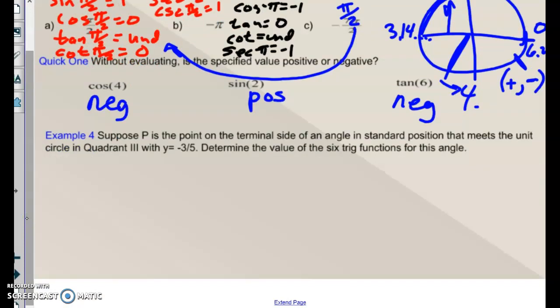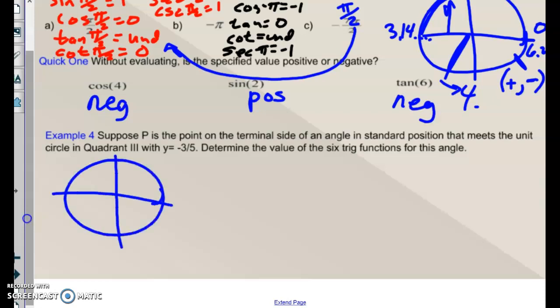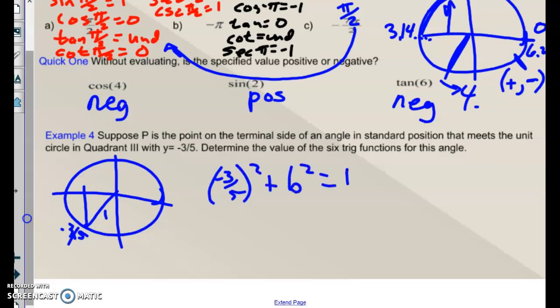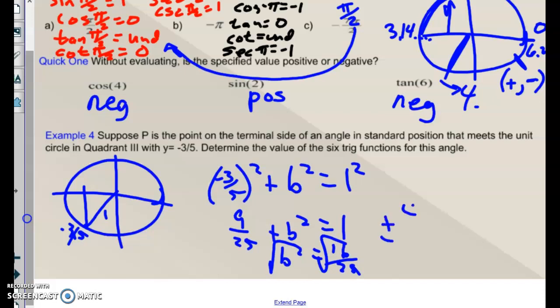Suppose that P is a point on the terminal side of an angle in standard position that meets the unit circle with a y value of -3/5. So what we can do is draw a triangle there. Since we know it's on a unit circle, we know that distance is 1. And we can say that (-3/5) squared plus b squared equals 1 squared. And so I get 9/25 plus b squared equals 1. b squared equals 16/25, square root, and I get plus or minus 4/5.